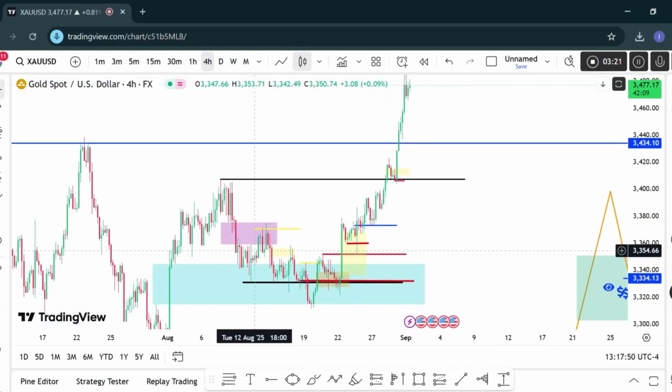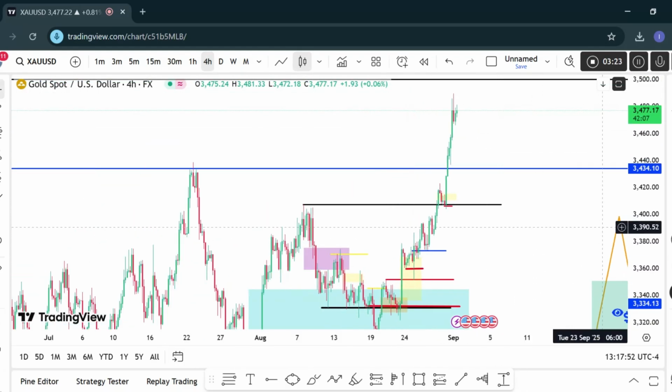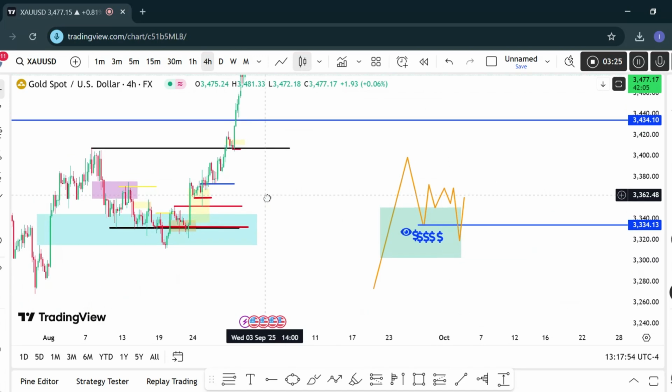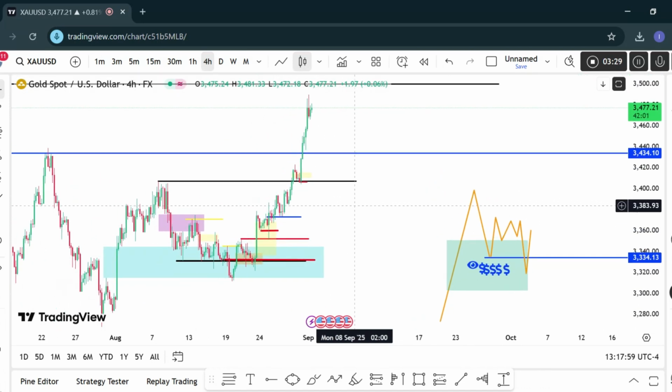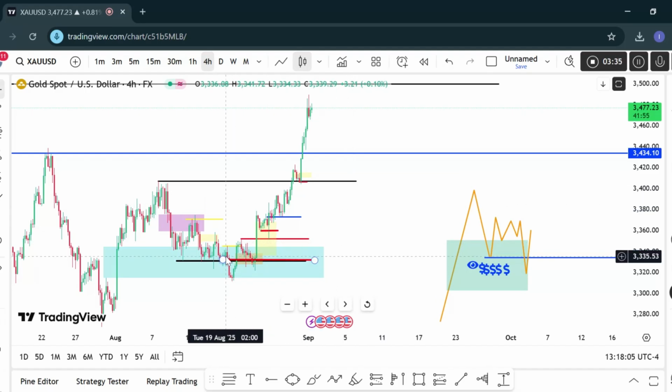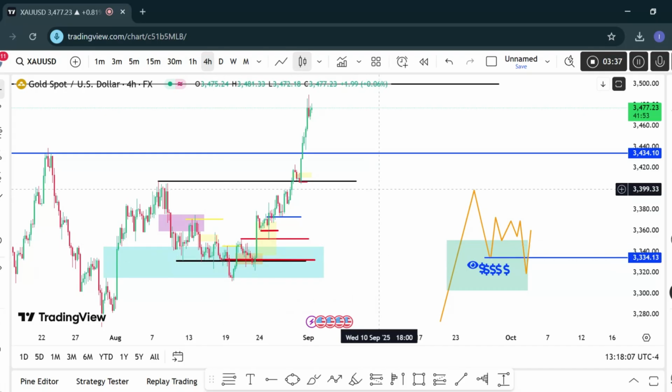But I didn't take it because I was not on the chart of gold. I was somewhere in the world enjoying life. So I was not at the chart at that moment at all. I was on vacation. And then I came around these price levels.